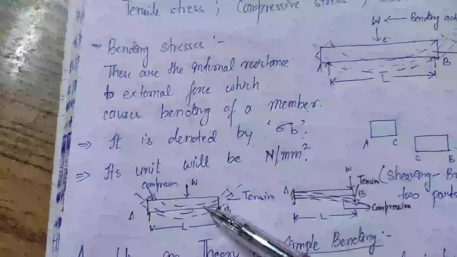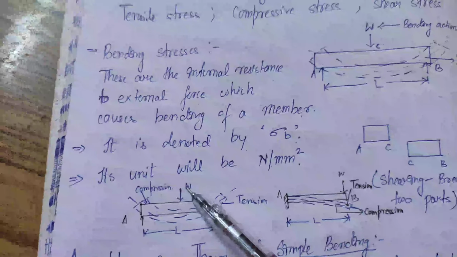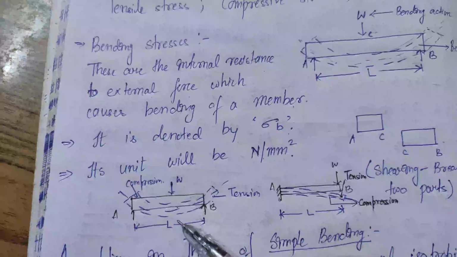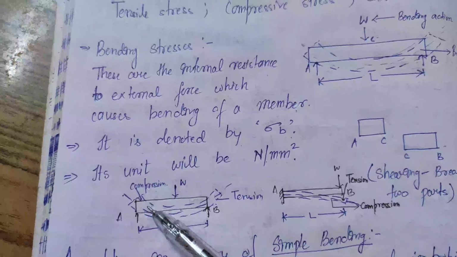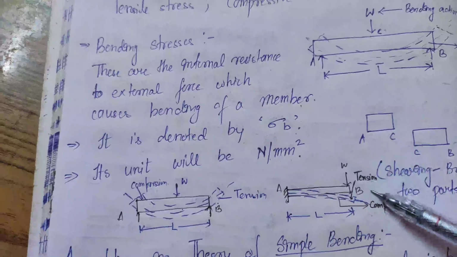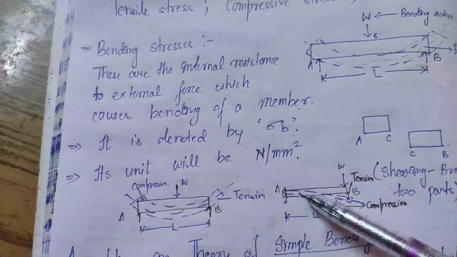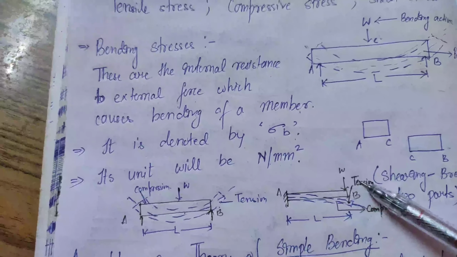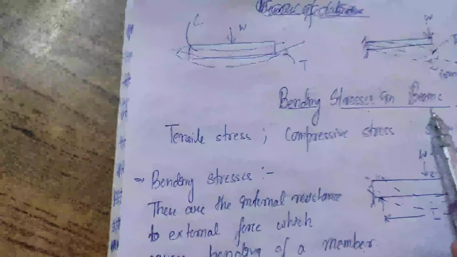Suppose consider this is the simply supported beam supported at A and B, and a load W is applied, and it is of length L. When a simply supported beam is deflected, it will bend, and the upper layers of the beam will be subjected to compression, and the lower part of the beam will be subjected to tension. Again, if you consider a cantilever beam with a load applied at the end, the beam will deflect in this direction. In this case, your upper part will be subjected to tension and your lower part will be subjected to compression.